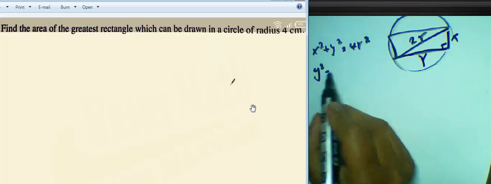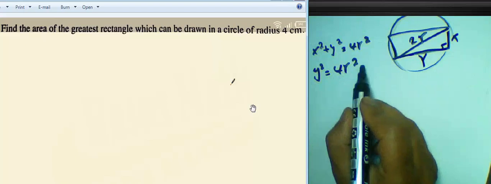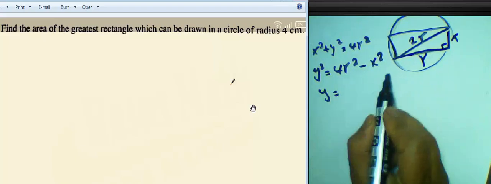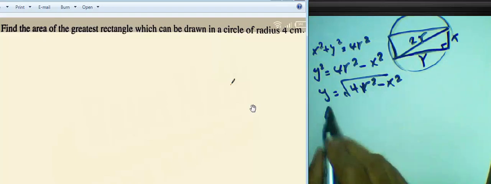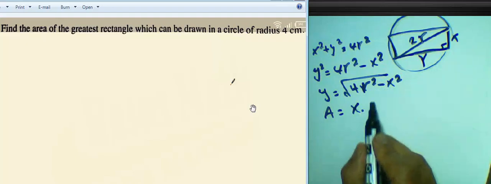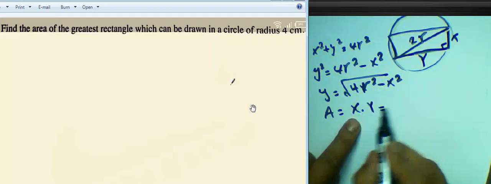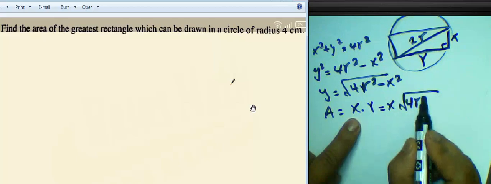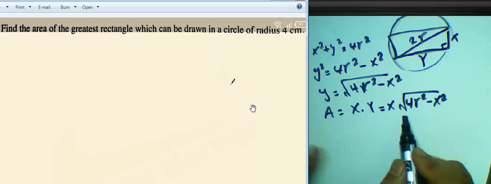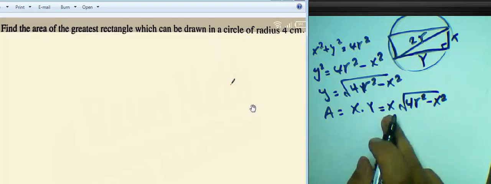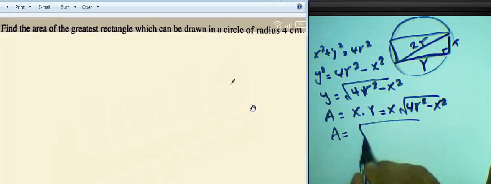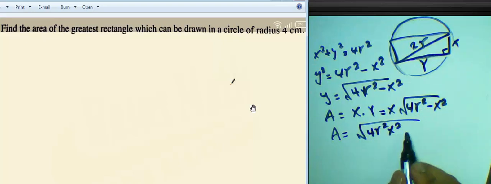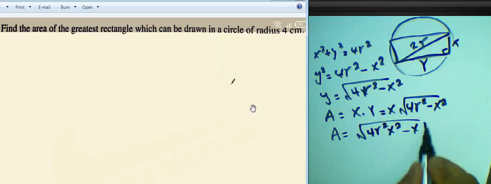Then y^2 will be 4r^2 minus x^2, so y will be the square root of 4r^2 - x^2. We know the area of the rectangle equals x times y. So A = x · sqrt(4r^2 - x^2). We can write x inside the square root: it will be x^2 times (4r^2 - x^2), which gives 4r^2 x^2 minus x^4.